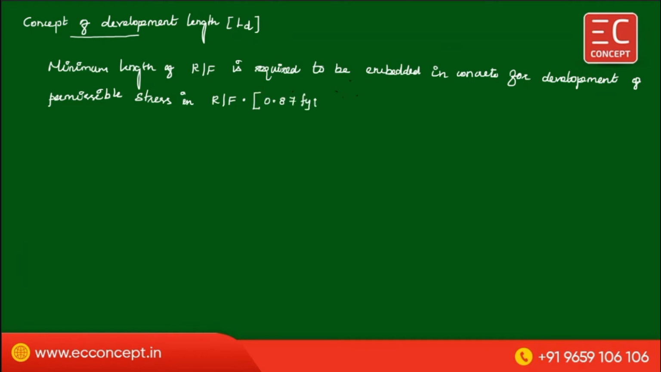0.87 Fy Ast in limit state method, sigma st into Ast in working stress method. So how much length do we have to embed within the concrete so that the embedded length produces a force equivalent to the tensile force of 0.87 Fy Ast in the limit state, and sigma st Ast in the working stress method.